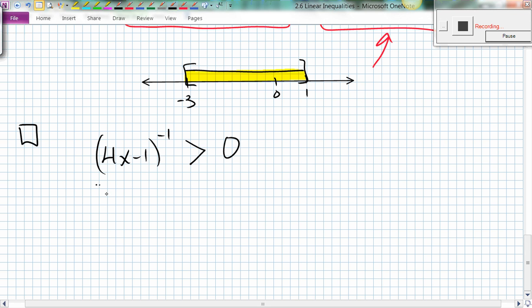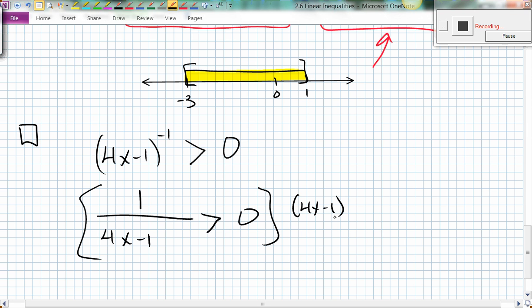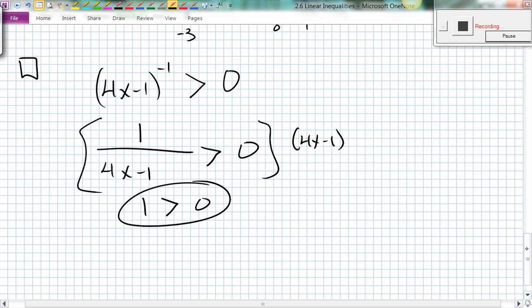So here is what happened. Many of you did this: 1 over 4x minus 1 greater than 0. Then you said, oh, I know what to do, we'll multiply both sides by 4x minus 1. So that means 1 is greater than 0. Great, but that doesn't really help us very much.